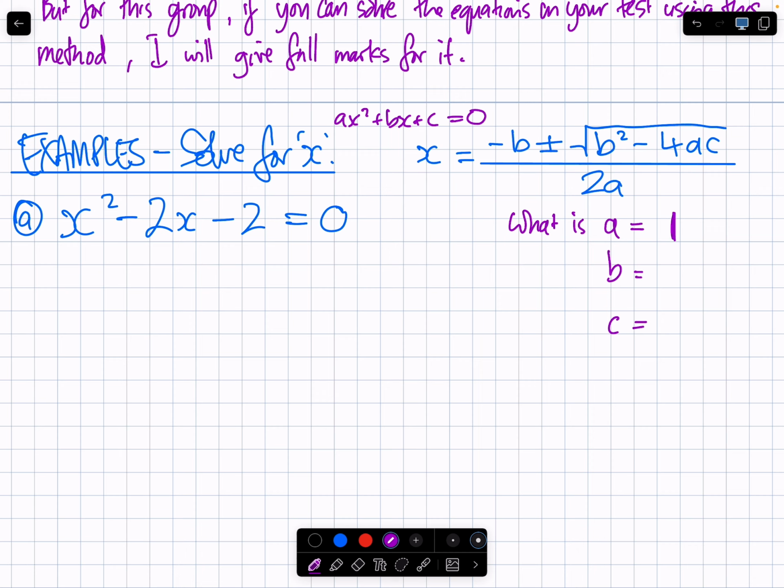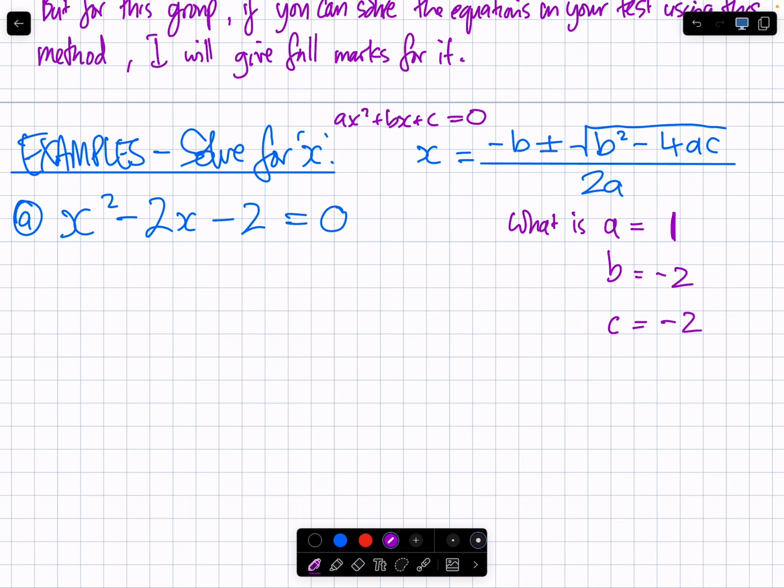What is b? What's the number that's in front of just the plain x? 2. And then c is just the number by itself. What number is c? -2. Okay? So we've established what a, b, and c are. And so the way this formula works is you just plug those in. Once you've worked out what a, b, and c is, you plug it into that.